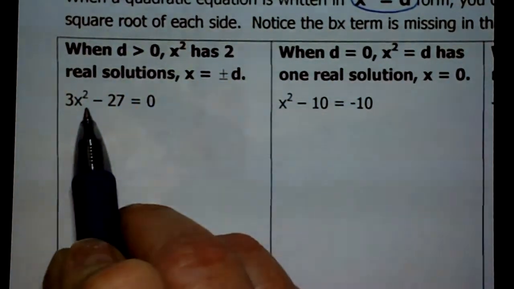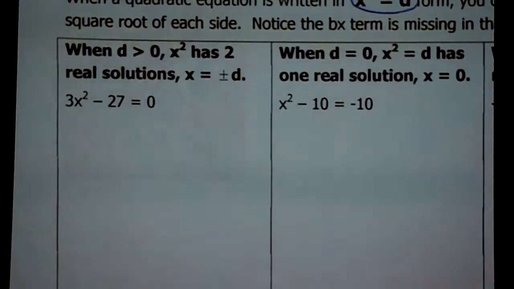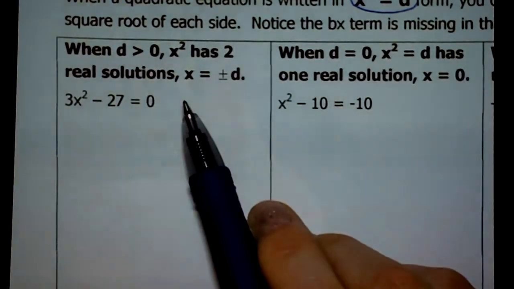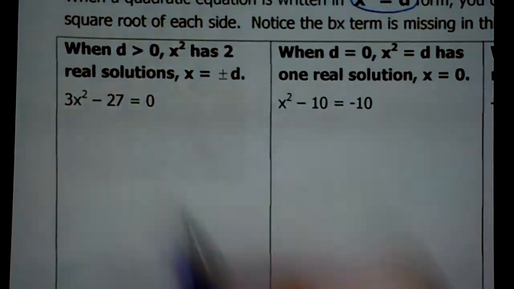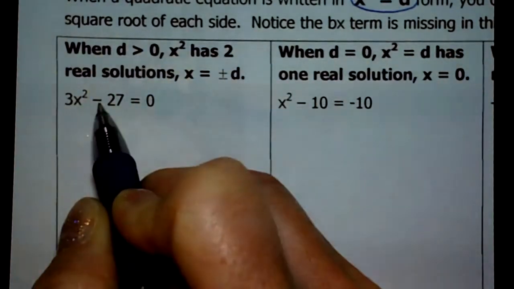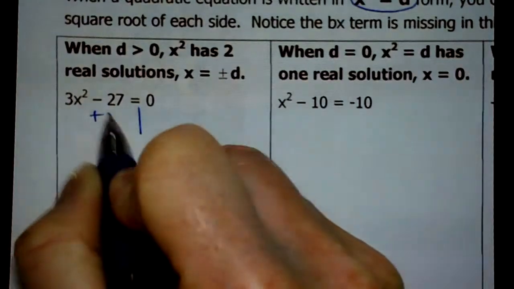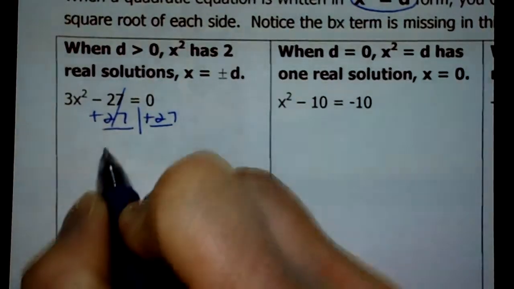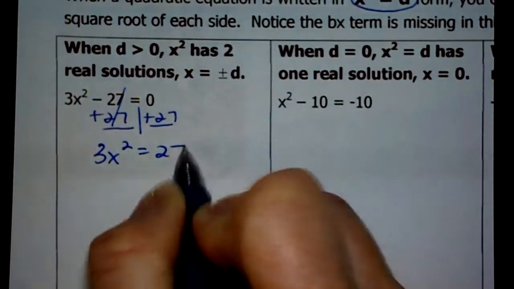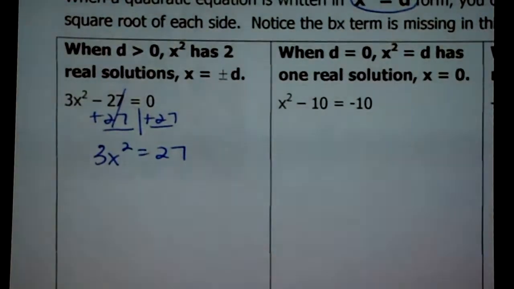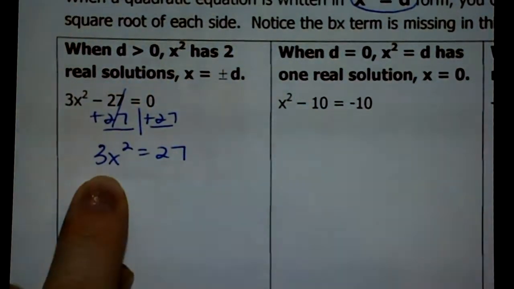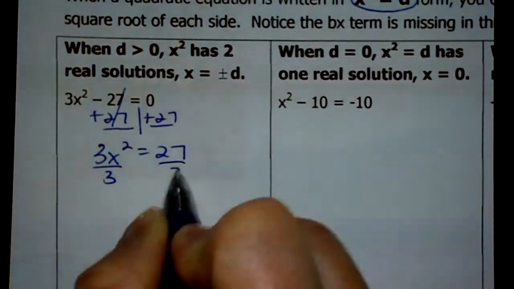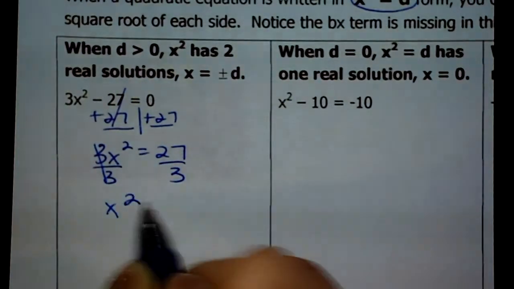Right now, I have 3x squared minus 27 equals 0, and I'm hoping you notice that the bx term is gone. It's not quite written in this form yet because I need this number to go on the other side. So step 1, we don't want standard form right now. I want the x squared term on one side and the constant on the other. So to make that happen, I'm going to add 27 because 27 was being subtracted. That gives me 0. So I'm left with 3x squared equals 27. Now at this point, I want to see, can I get rid of the number in front of the x squared term? Yes, I can. So let's divide this out. And we end up getting x squared equals 9.